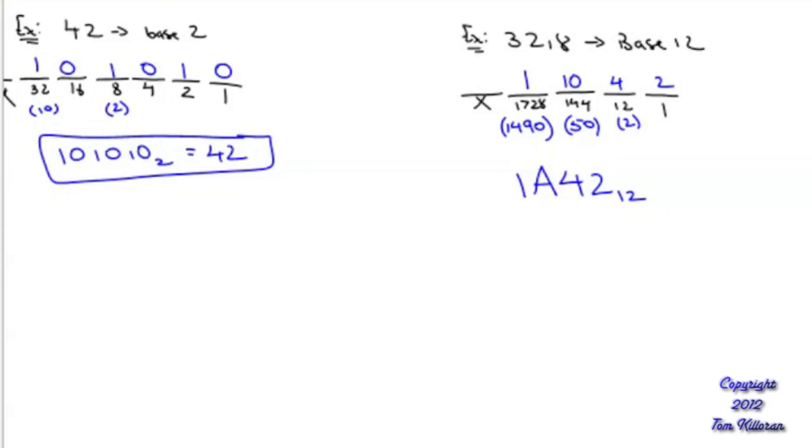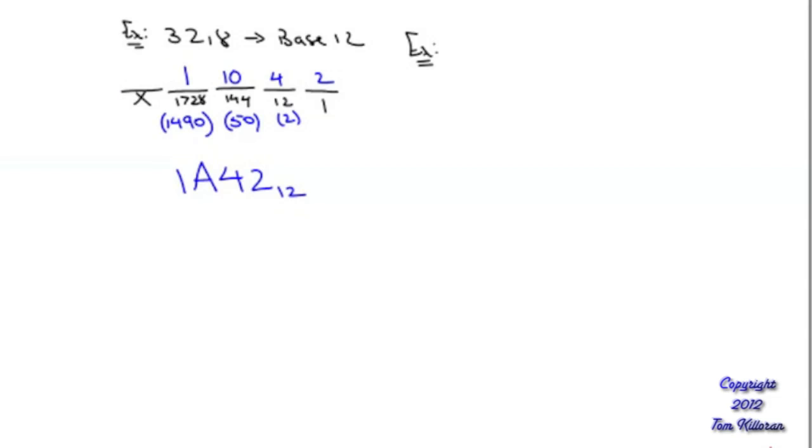3, 2, 1, 8 divided by 1728 equals 1. You subtract 1. This is the final concept for today. 698 to base 16. I think this will work. Nope. Okay. I'll just leave that for now. That's fine.